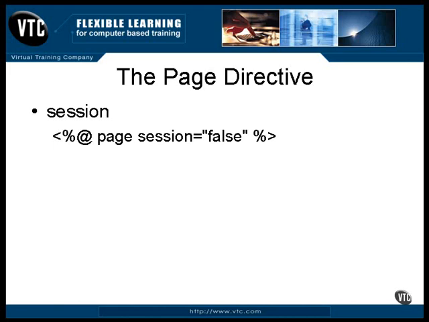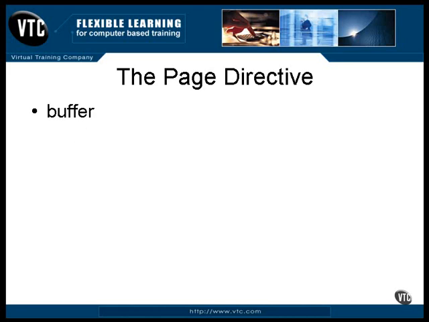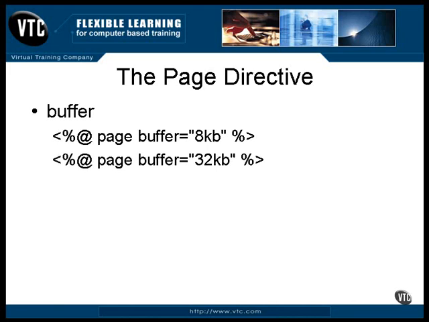You can save some overhead when people visit the website because it doesn't instantiate a session object for every visitor and it doesn't generate cookies. You can set the size of the buffer that's used by the out object to write the HTML code to the generated page. The default is 8K. This is a matter of efficiency tuning. You can set it to whatever size you would like, or you can just turn it off.